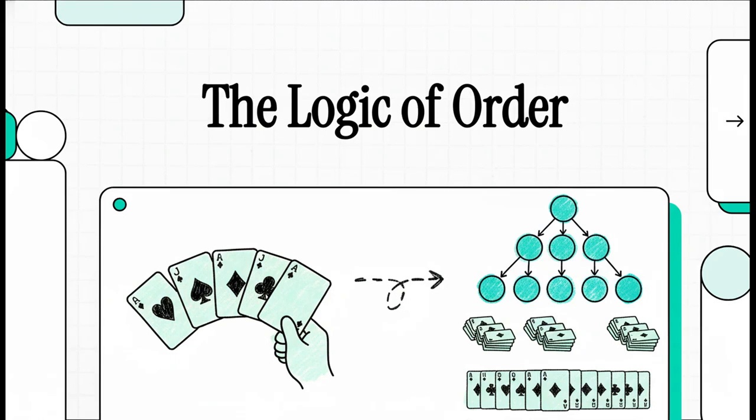Hey, welcome. Have you ever stopped to think about how your phone can find a single photo out of thousands in just a blink? Or how your music app can instantly shuffle a playlist of 10,000 songs? Well, a huge piece of that magic comes down to one really fundamental idea: sorting. Today, we're going to pull back the curtain on the elegant logic that brings order to our crazy digital world.